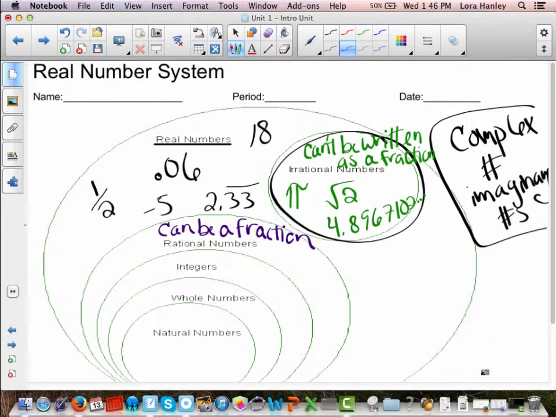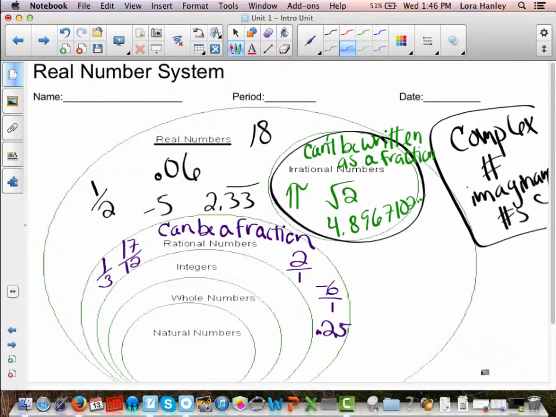So that includes basic fractions such as 1/3 or 17/12. That also includes whole numbers, numbers like 2. We could write that as 2/1, or -6. You can write as -6/1. Or even decimals like 0.25, which is the same as 1/4.